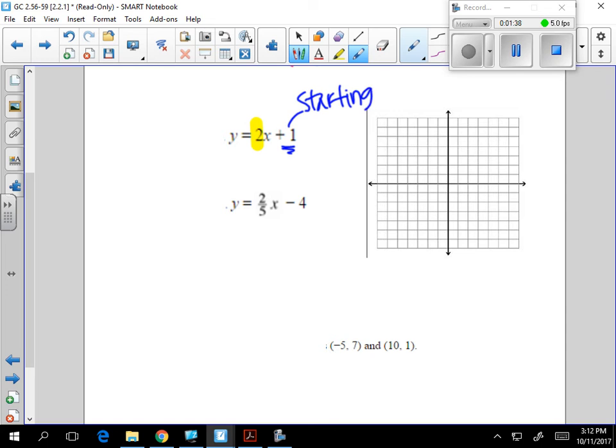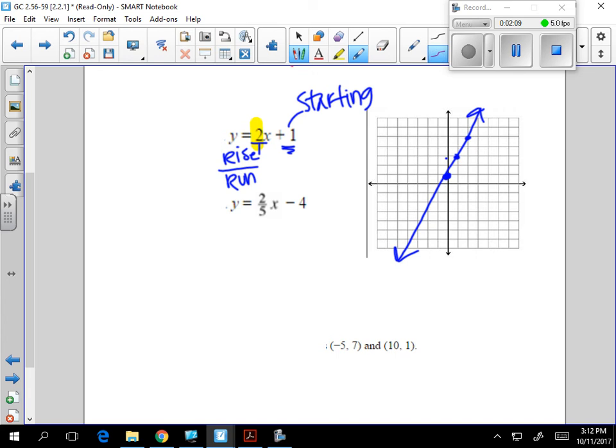Okay, so that's the first point that I'm going to plot on my y-axis, because that's where the line crosses the y-axis. From that point, I'm going to do my slope. So my slope is 2, which means that's my rise. And it might look like there's not a run, but we know that we can always write any whole number over the number 1. So really, from my y-intercept, I'm going to rise 2, run 1. Rise 2, run 1. And draw my line through it.